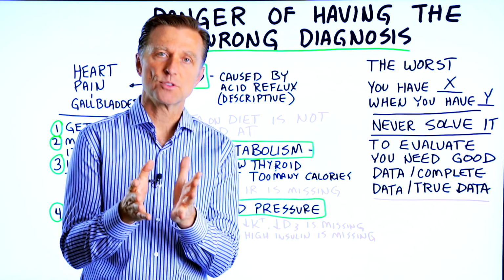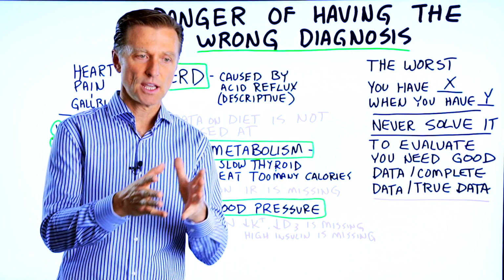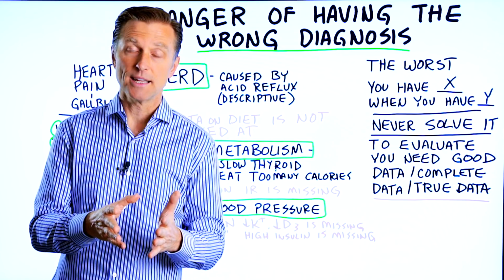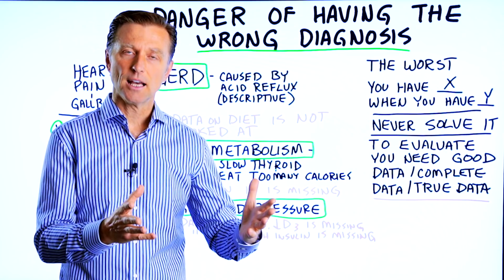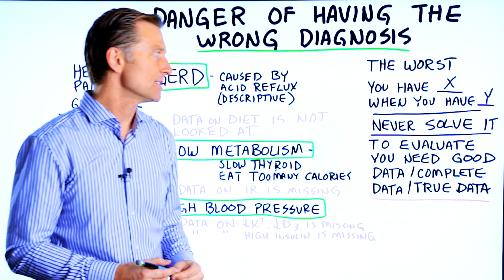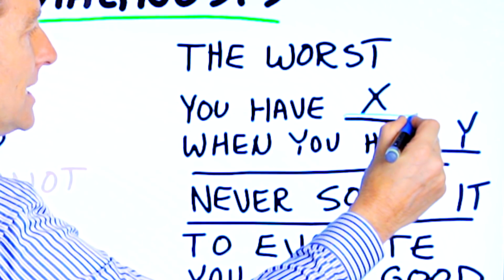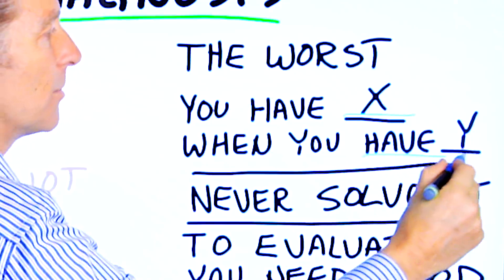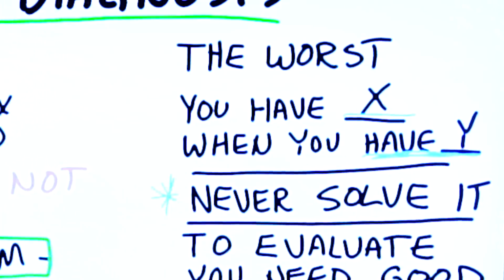Let's talk about the dangers of someone giving you the wrong diagnosis. This is something that's very common, yet can create a lot of problems if you're diagnosed and treated incorrectly, not to mention the side effects from all the drugs that you'll be getting unnecessarily. So the worst thing that a person can get is that you have this disease or this diagnosis, yet it's actually another problem. It's never going to be solved if you have the wrong diagnosis.